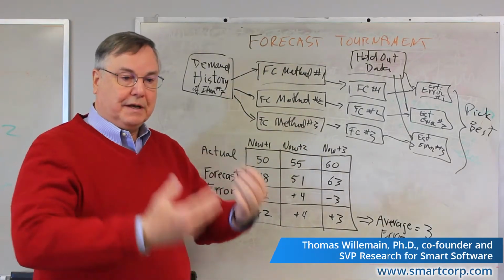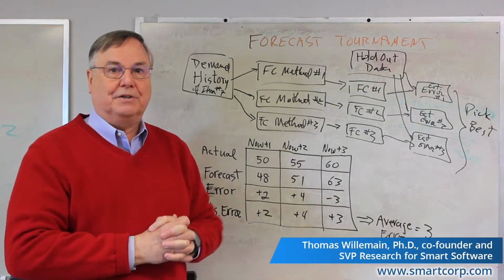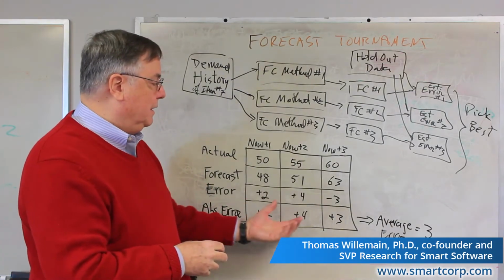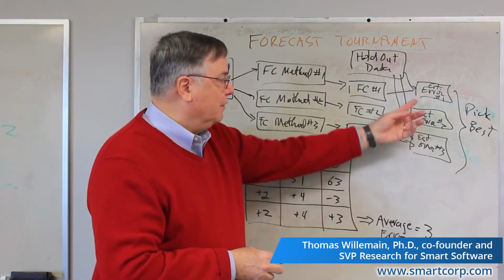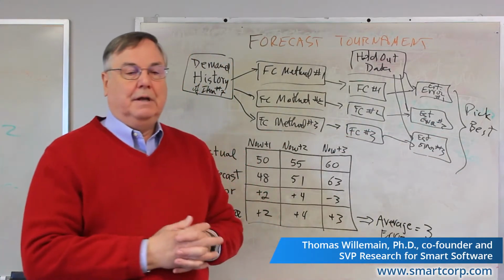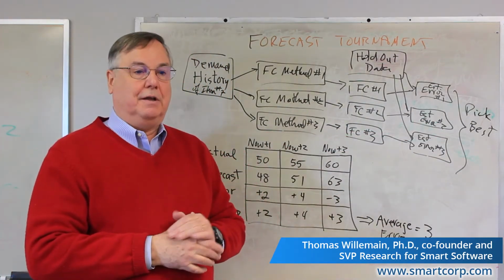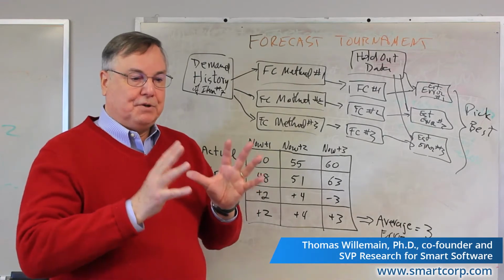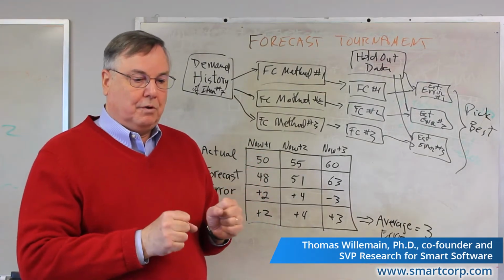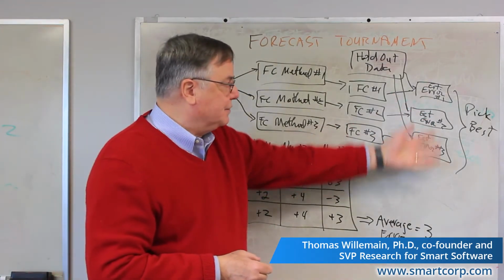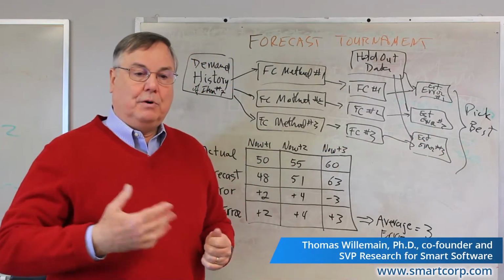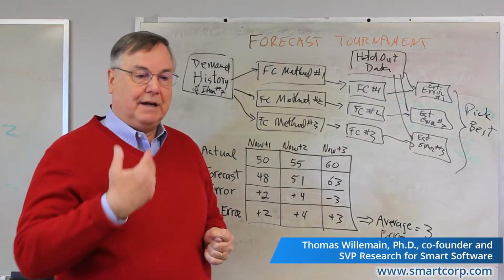And of course, for the next item, we'd go through the same calculations. But when we look at these average errors, we obviously pick the one that is the lowest, and we say there's a match. The winner of this tournament is the one we will assign to making the forecast for that item.